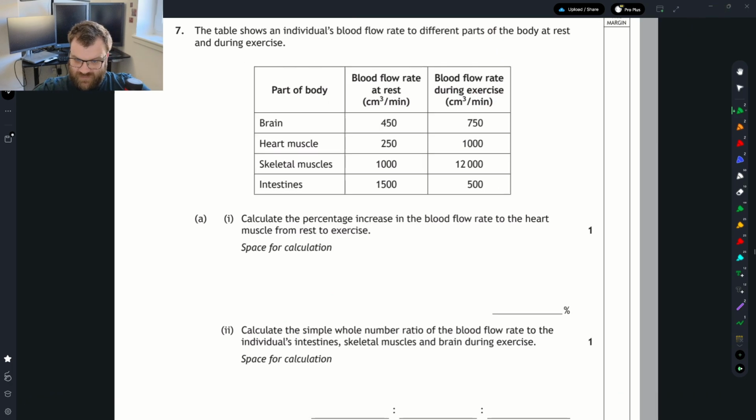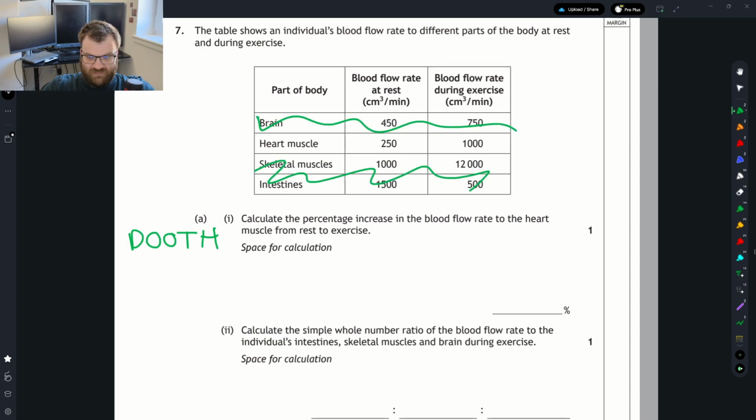Next one, we're talking about blood flow. We're dealing with percentage increase. We can use difference over original times 100. Let's make sure we get the correct two values. We're dealing with blood flow to the heart from rest to exercise. So heart means we only care about that one. Rest to heart increase.